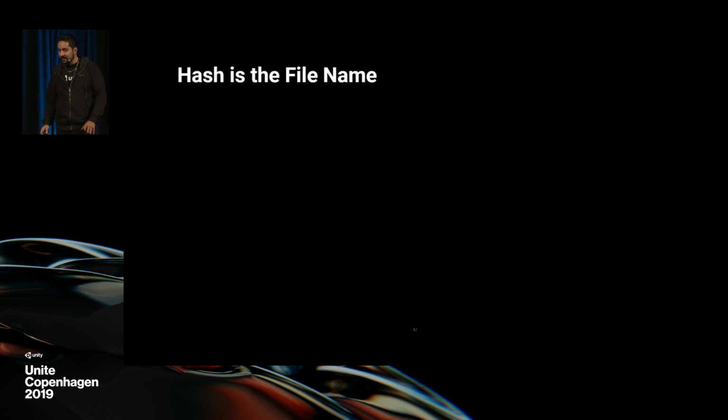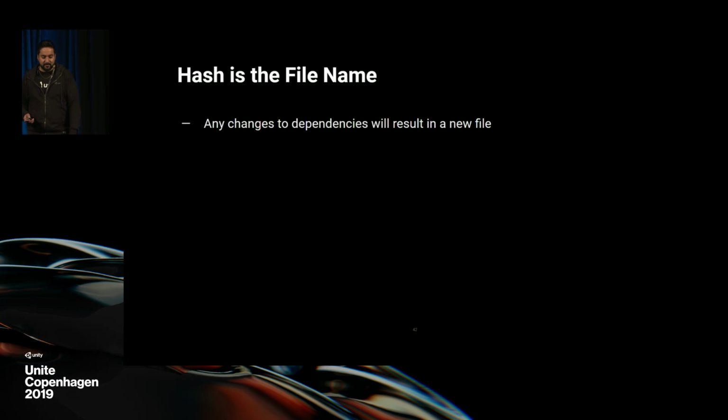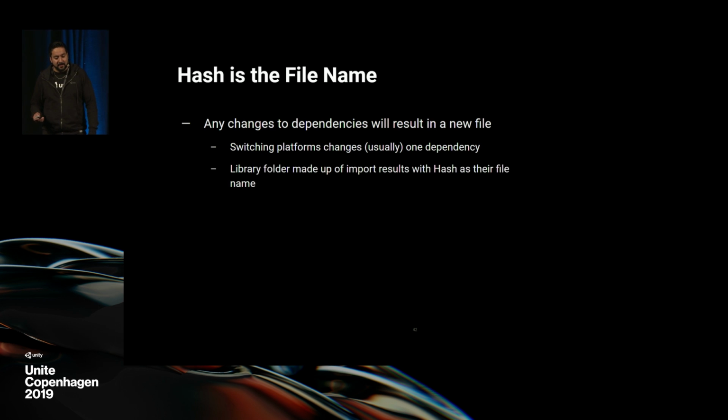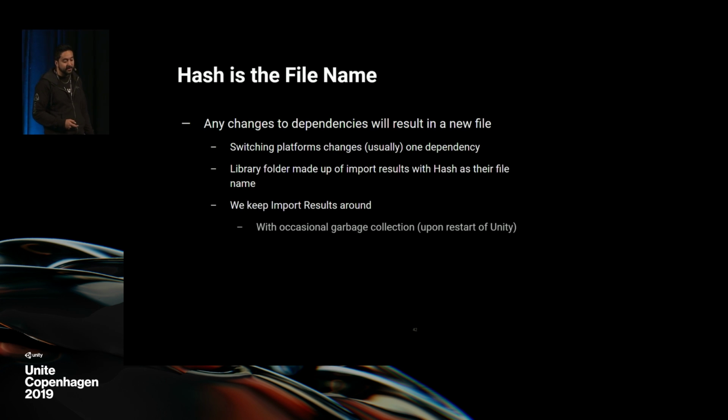I want to get to the end, and then talk about how we get to that end. The end essentially is the hash is the file name. If you think about that statement, any changes that happen to your source asset or dependencies will result in a new file. When you switch platforms, you usually have one dependency that changes, which is your build target. Then the library folder is now made up of import results with the hash as their file name. And we keep these results around with the occasional garbage collection when we restart Unity.